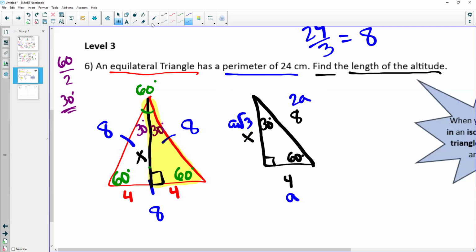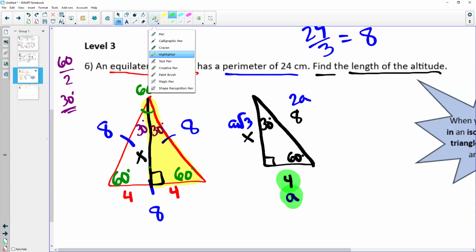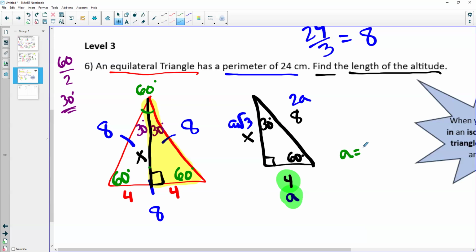So what we want to look at here is what side was provided for us. Well, they provided us with two sides. They provided us with the side length of 8, and they provided us with 4. I'm going to work with the side length of 4 because best case scenario is that they give us the side labeled as a. So if that is the side we're working with, we can say here that a is equal to 4. Well, if a is equal to 4, we now have enough information to find x.